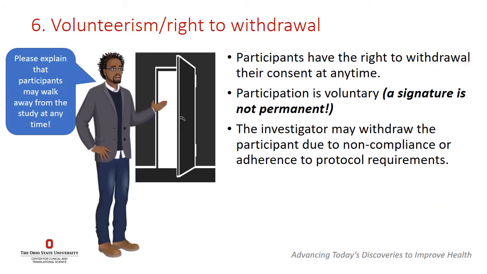The sixth element of an informed consent is to be sure that the participant understands volunteerism and their right to withdraw from the study. It's absolutely necessary that we make the participant aware that they do have the right to walk away from the study at any time. The participant can sign a consent, get in their car to drive home that same day, and call the research coordinator back immediately, changing their mind and revoking their consent. And that's perfectly fine. They have the right to do this.